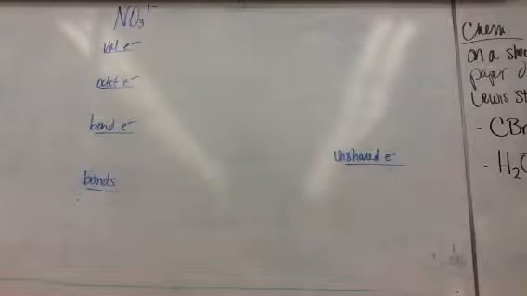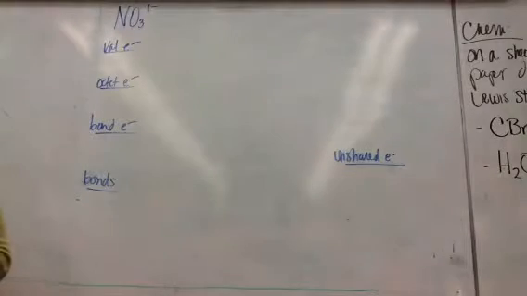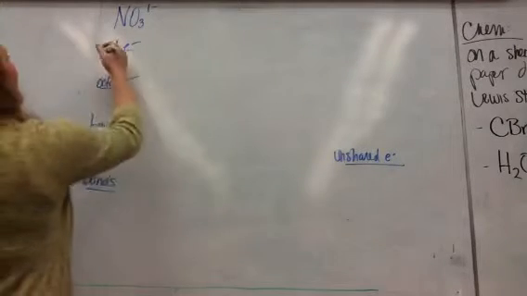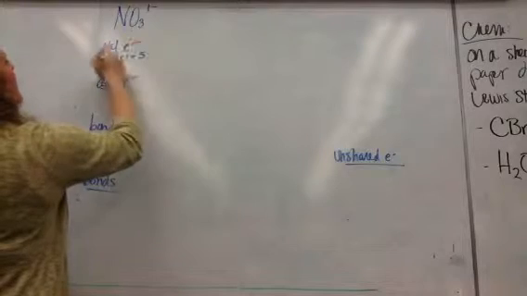Second ion here, NO3 1 minus. Let's start off by figuring out how many valence electrons we've got. How many does nitrogen have? 5. And you know that because? Periodic table, group 15. Okay, so nitrogen, 5. We only have 1 nitrogen.